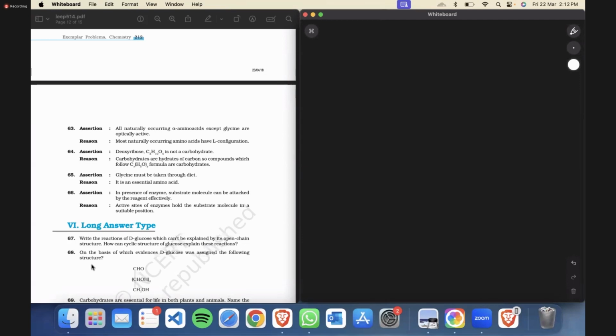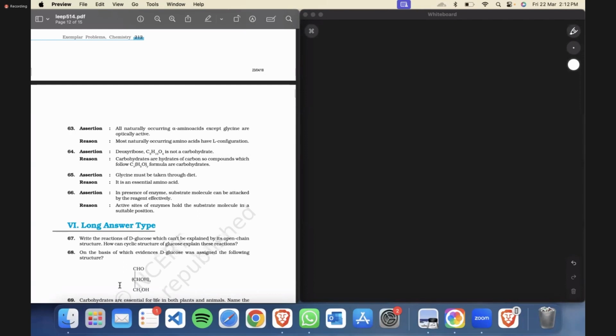So question number 65. Assertion: glycine must not be taken through diet. Reason: it is an essential amino acid. So both the assertion and reason are wrong, because glycine can be synthesized by our body. It is not an essential amino acid.